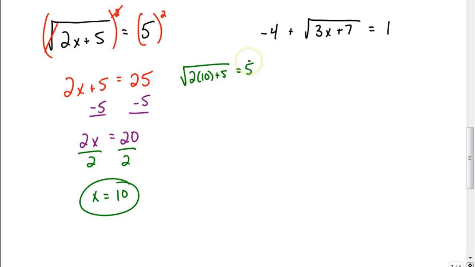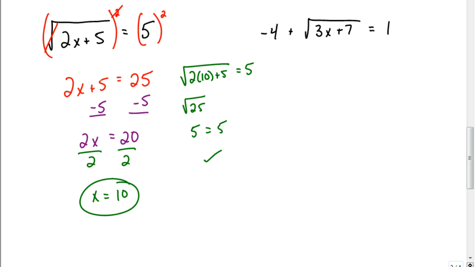We want to see, is that really going to equal 5? Well, underneath here, we'd have 2 times 10 is 20, and 20 plus 5 is 25. And sure enough, square root of 25 is 5, so it checks, it works out. So that's how we would check our answers here.